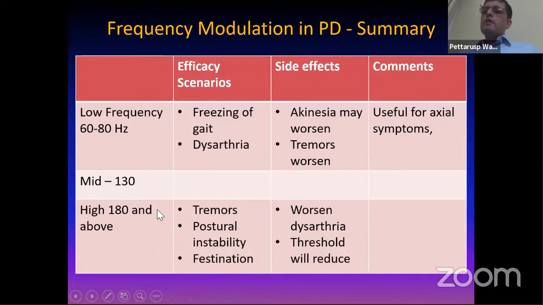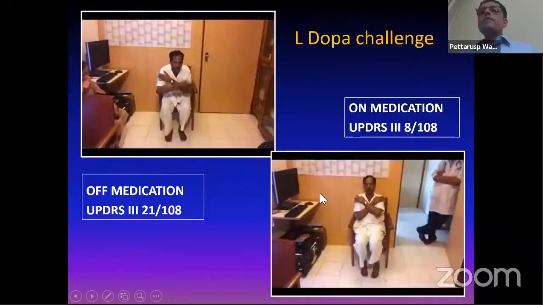The higher frequencies are really helpful for tremor, for postural instability, and for festination. If you're having disturbing festination, increasing the frequency can be a huge asset. Downside, dysarthria may worsen and your threshold for stimulation will worsen. So your amplitude of stimulation will have to come down when you increase the frequency.